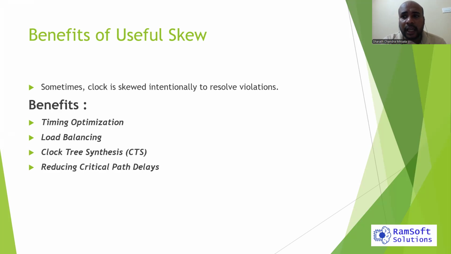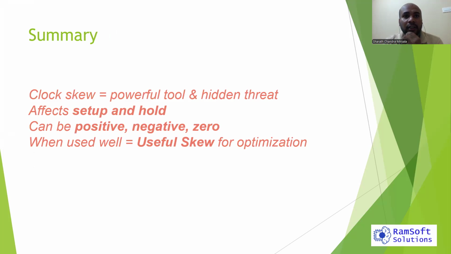By skewing the clock, critical path delays can be minimized. Whenever you minimize the critical path delays, automatically your overall circuit performance will get improved. So that is how skew works. I told you, sometimes skew is not bad, sometimes skew is brilliant. If you handle it carefully, you can achieve all these things using clock skew. In summary, we discussed clock skew. It is a very powerful tool and a hidden threat.